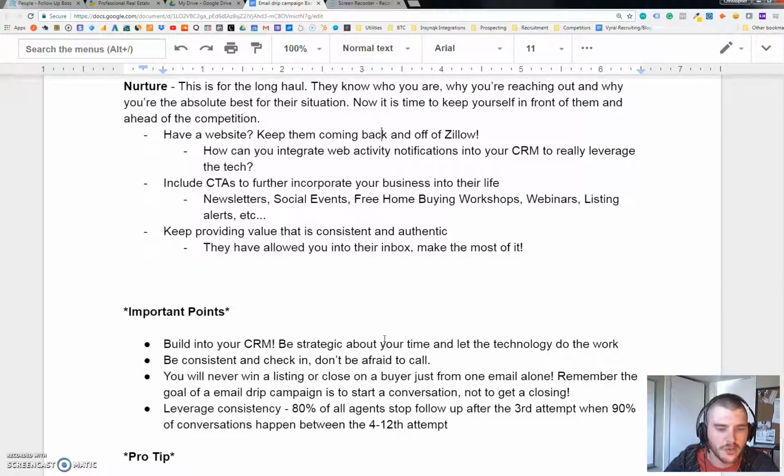So some important points. People get freaked out about CRMs because it's technology. But really, CRMs are actually pretty basic. If you just have a very fundamental understanding of how your CRM works, be it LionsDesk, Follow Up Boss, ActiveCampaign, HubSpot, whatever, just know how it works, and also make sure you understand how you can build out these drip campaigns within the CRM to save you a lot of time and hassle.